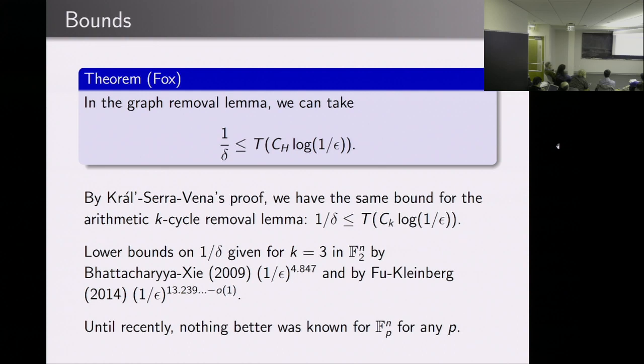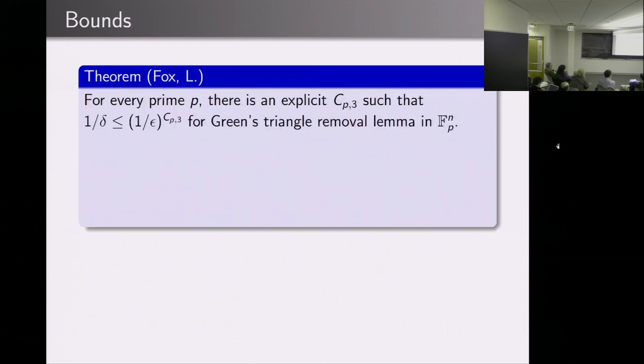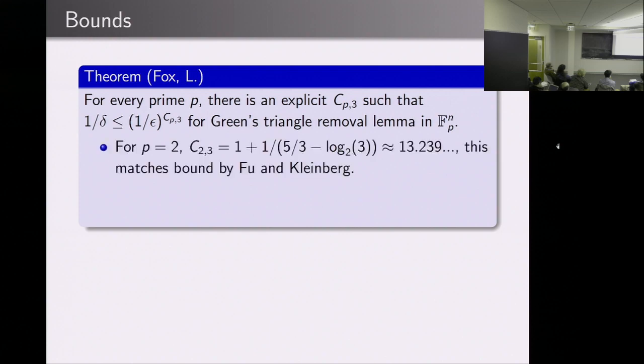So, for example, if we just look at F2 to the n, we had this polynomial lower bound and tower type upper bound. So our result, the first result that I'll mention with Jacob, is for k equals 3, we prove a polynomial upper bound for Green's triangle removal lemma in F_p to the n. For p equals 2, the exponent we get is the same number, 13.239. So it's the same number I had in the last slide.